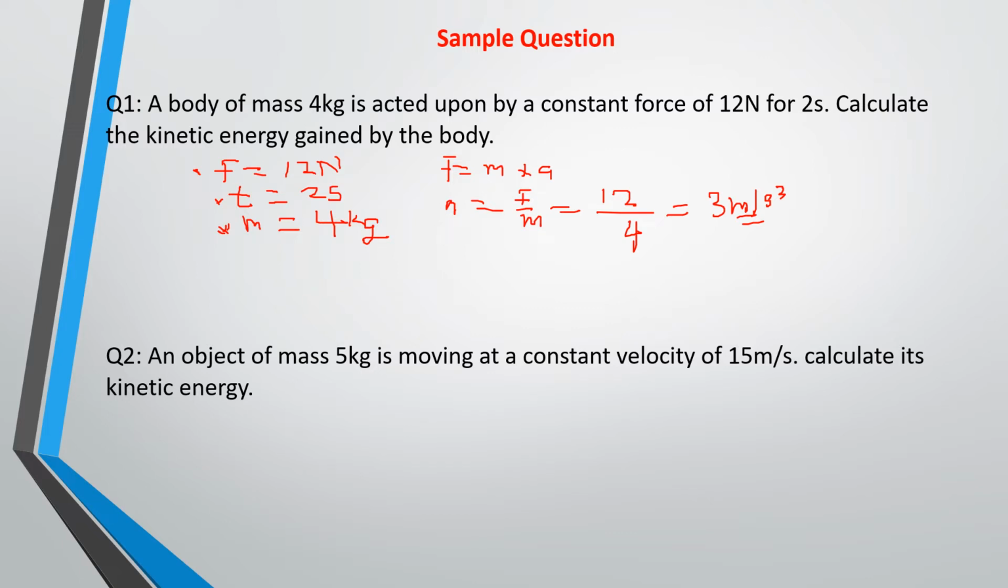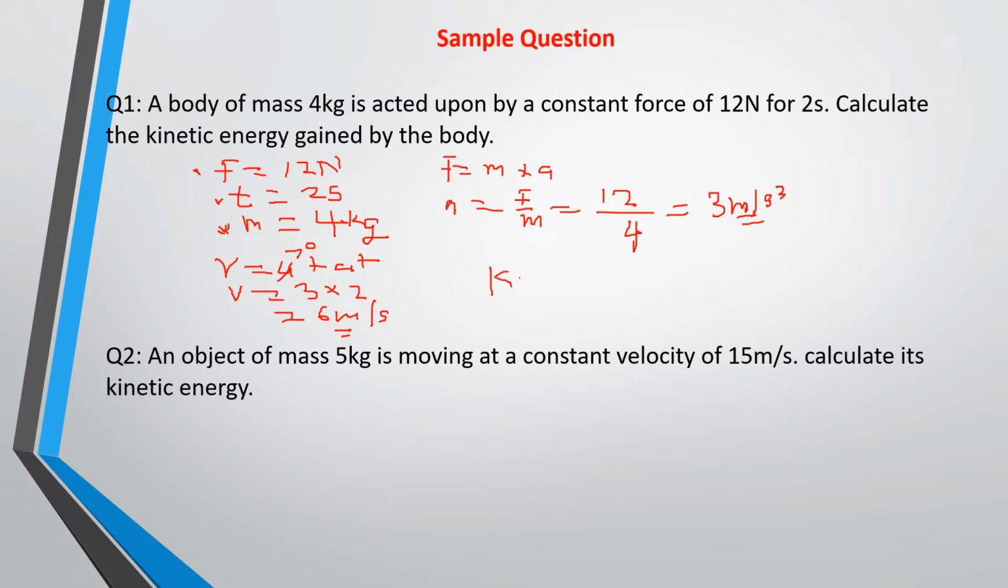Now we know that from the first equation of motion, v is equal to u plus at. Now what we need is the v, because since the body started from rest, we have that u is equal to 0. So v is equal to acceleration, which is 3, times the time, which is 2 seconds. So v will now give us 6 meters per second. Right? So once you have done this, we can now find the kinetic energy.